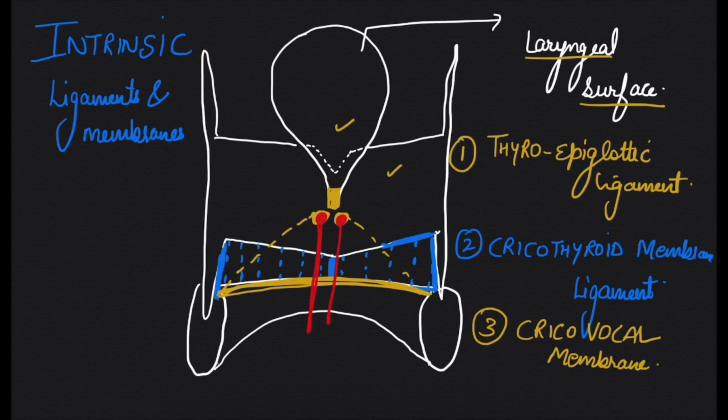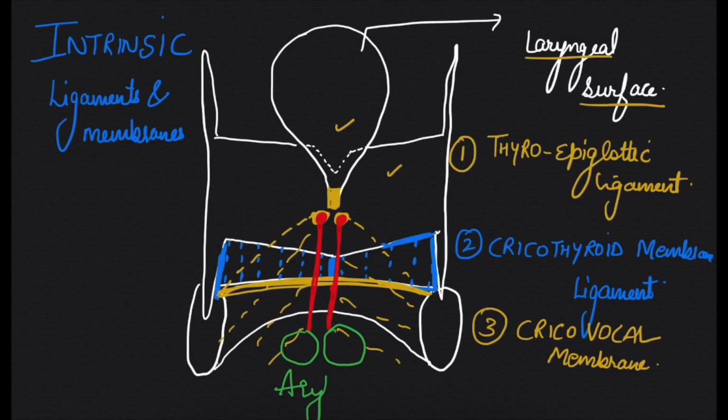Now anteriorly this is connected to the inner surface of the thyroid cartilage. You can see it is forming a cone, and posteriorly it is attached to the arytenoids, the vocal process.